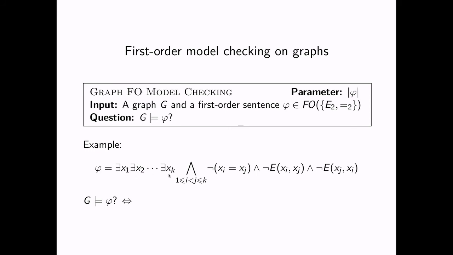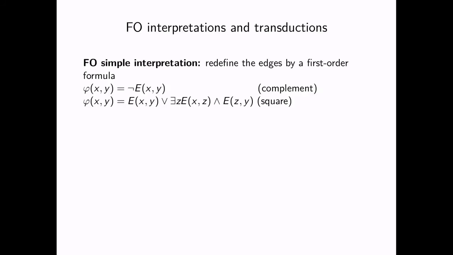That's another example where we want k vertices that are distinct and non-adjacent. So this is k-independent set, and there are many problems that you can express like this. And let me define a couple more things: first-order interpretations and first-order transductions.